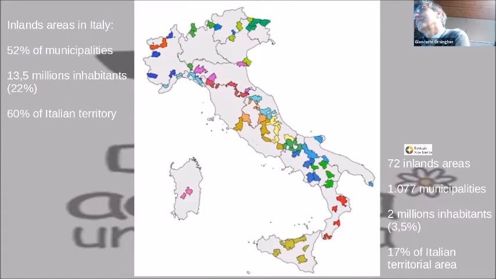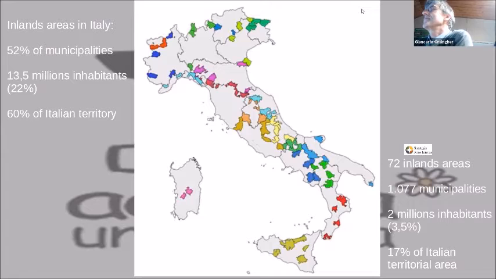This one is the dorsal of the mountain of Apennini. Another big part of these areas are located in the Alpine region, in the mountain Alpine region, and some other in other far areas in Italy, Sardinia, Sicily, or the delta of Po River. 72 areas all over Italy, more or less 1,000 municipalities, and 2 million inhabitants.